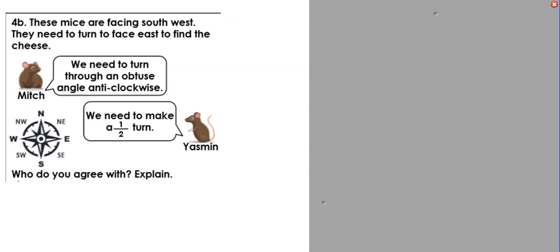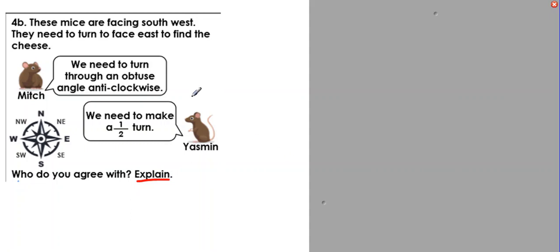So let's have a look at this one now. This one's a more worded problem. This is one of your reasoning questions because it asks you to explain. Okay, so these mice are facing southwest. They need to turn to face east to find the cheese. Mitch says we need to turn through an obtuse angle anti-clockwise. And Yasmin says we need to make a half turn. Who do you agree with?